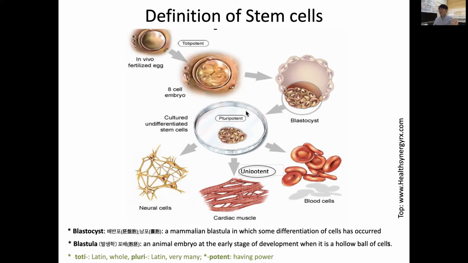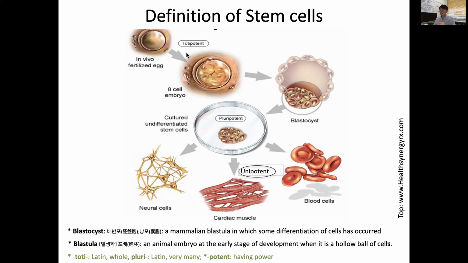So we call it a pluripotent stem cell, which can be cultured and differentiated into neural cells, cardiac cells, and blood cells. Of course, there's more differentiation, so that a particular level of stem cell, which can only differentiate into one type of terminal cell, is called unipotent.